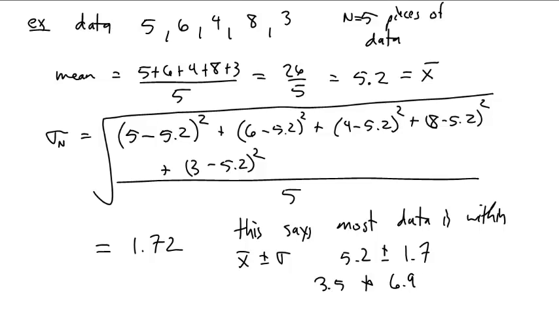Well, how many of these are in that range? 3.5 to 6.9. This one is in that range. This one is in that range. This one is in that range. That one isn't. And that one isn't. So it's close to 2/3. This is what standard deviation says. It says, what do you have to go plus or minus to get most of the data in your set? From the mean plus or minus.